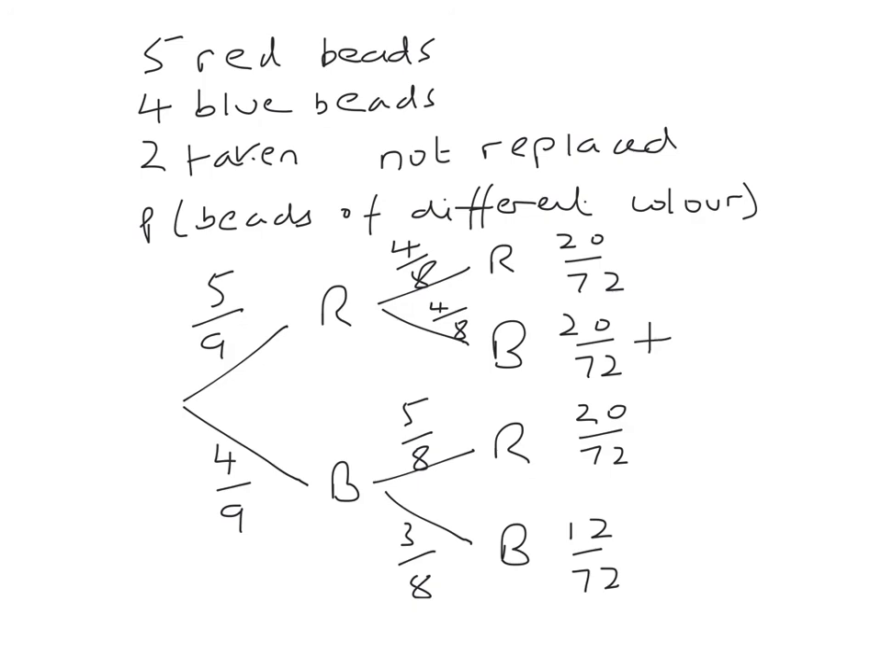These two events here are where the beads are of a different colour. So 20 out of 72 plus another 20 out of 72, the probability the beads are of a different colour is 40 out of 72, and that cancels down to be 5 ninths.